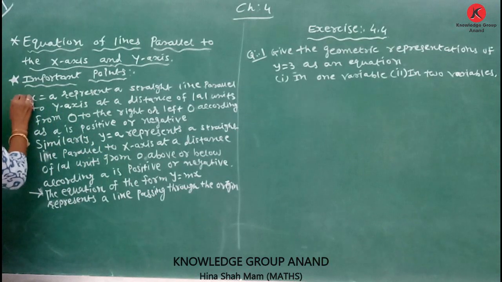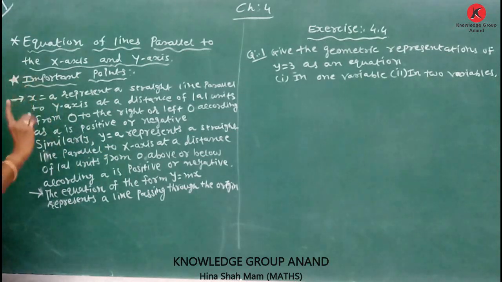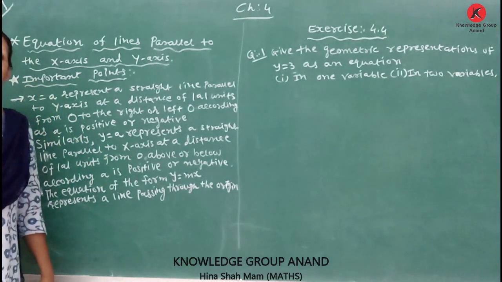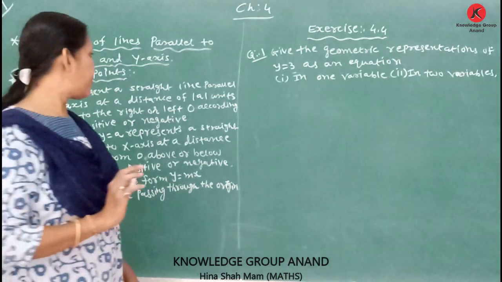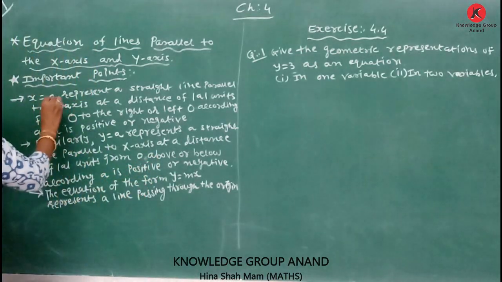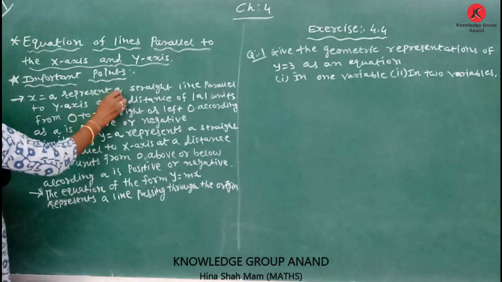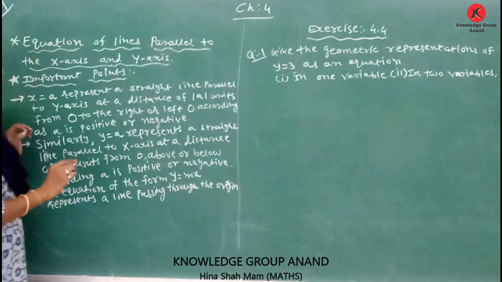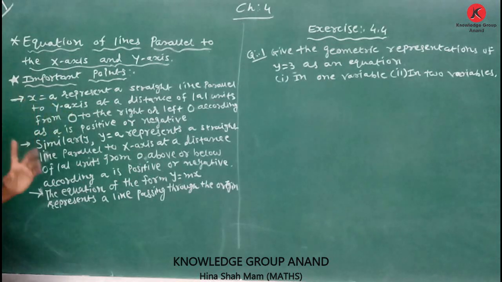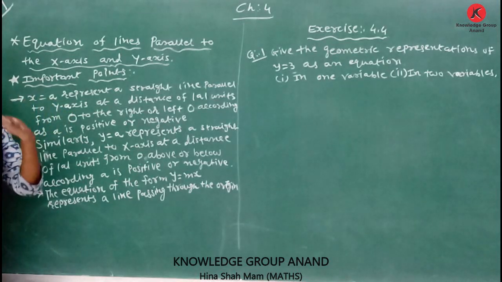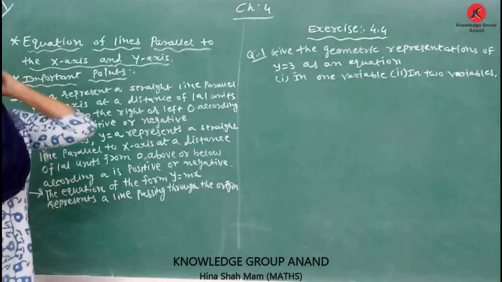Number 1. x is equal to a. That is, y does not exist. The equation is like this: 2x is equal to 3, 5x is equal to 7, otherwise 2x plus 3 is equal to 7. There y does not exist. x is equal to a represents a straight line parallel to the y-axis. When y does not exist, then it is parallel to the y-axis.